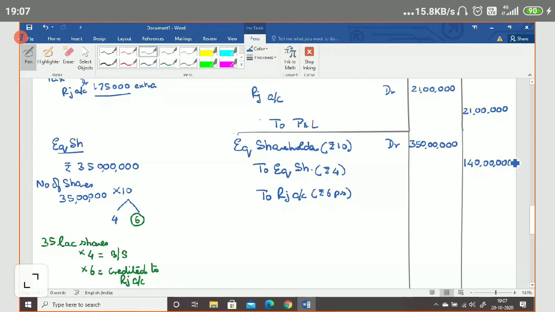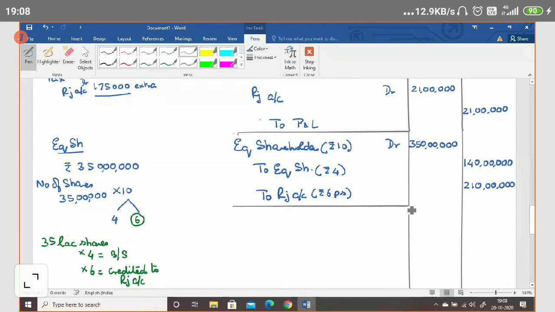And what is the gain? So 35 lakhs into 6 is 210 lakhs. So just write, being sacrifice of equity shareholders of rupees 6 per share. Being sacrifice of equity shareholders. It's a very simple narration you write.